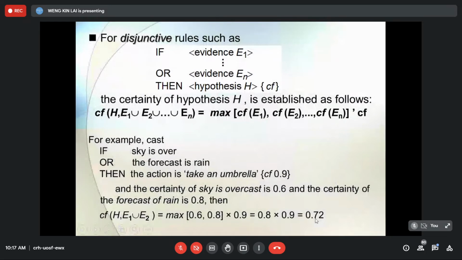Now we also have the disjunction. Other than the conjunction, we can also have disjunctive rules. Let me just correct this.